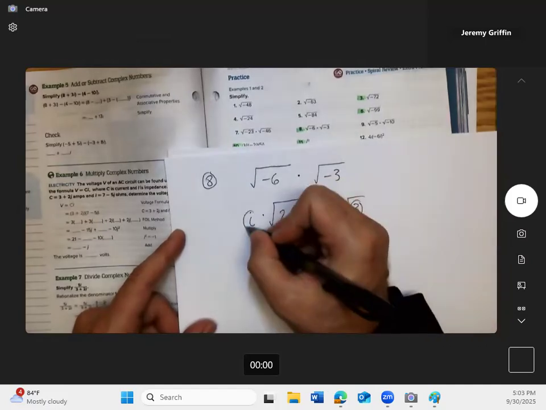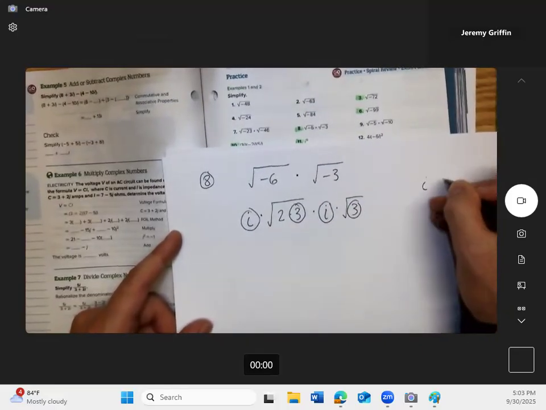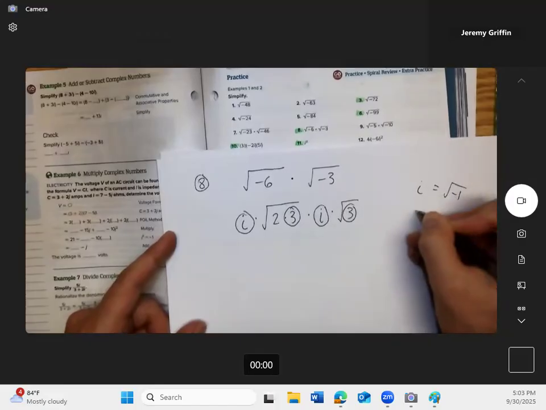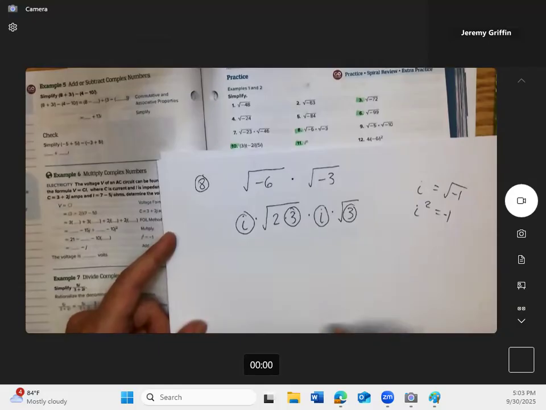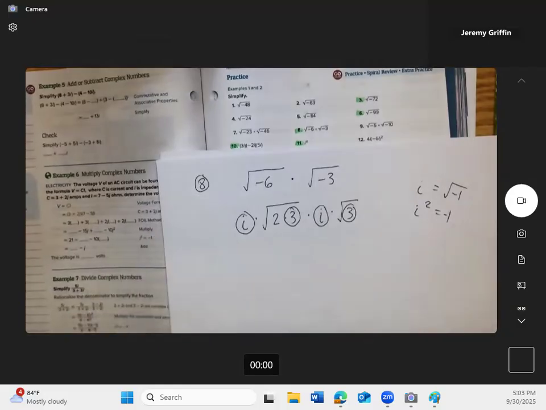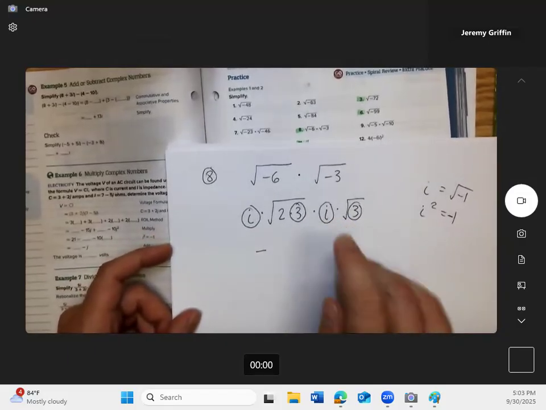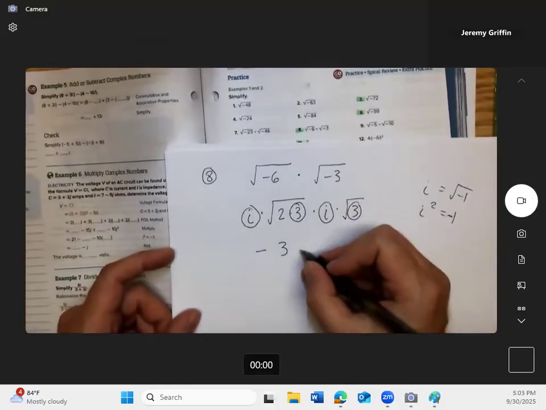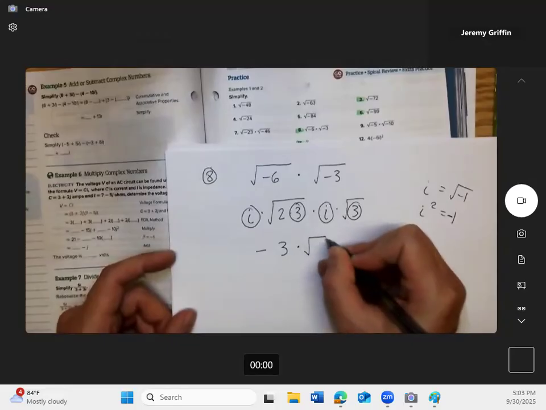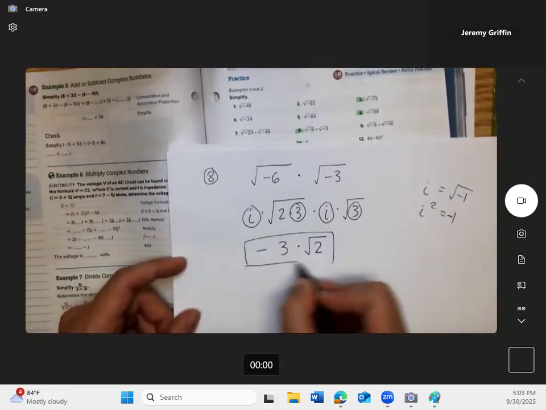What is i times i? That would be i squared. You guys remember, if i is the square root of negative 1, then i squared is negative 1. So this just makes negative. 3 and 3 makes 3 because the square root pulls out of the root. And then there's one number stuck in the square root, and that's this 2. So that's the answer to number 8.